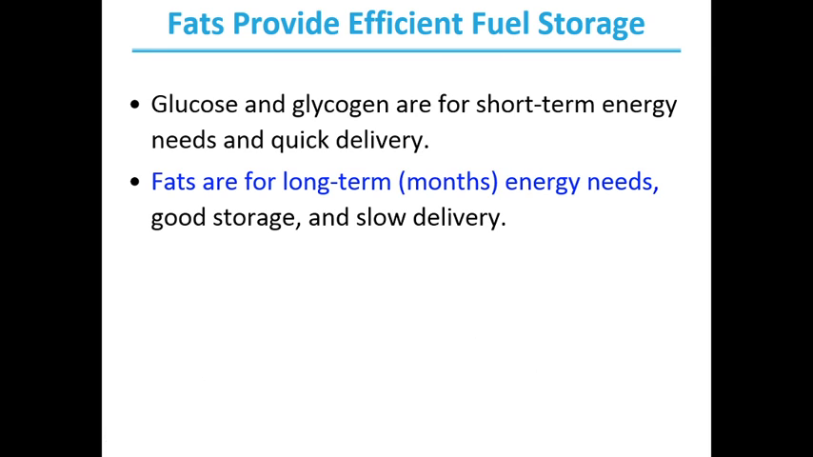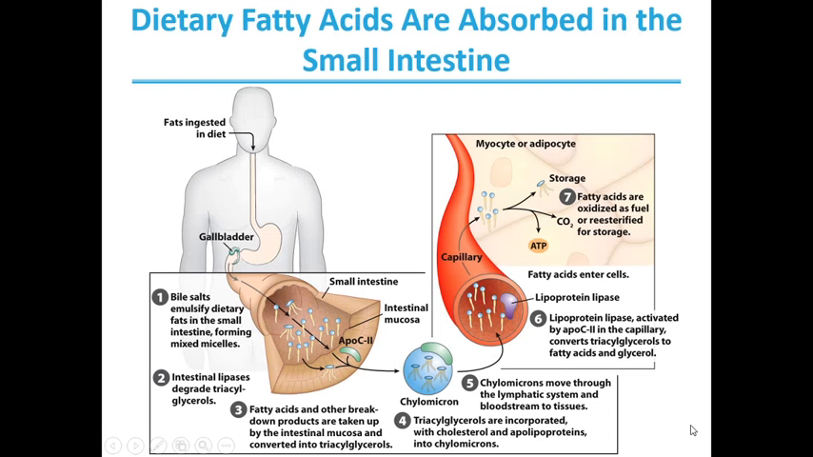So, as a result, monosaccharides like glucose or polysaccharides like glycogen are used for short-term energy needs and quick delivery. Fats, on the other hand, are stored for long-term energy needs. They're really good for storage and for slow delivery. This slide gives a pretty good description of how fats are mobilized in the body.